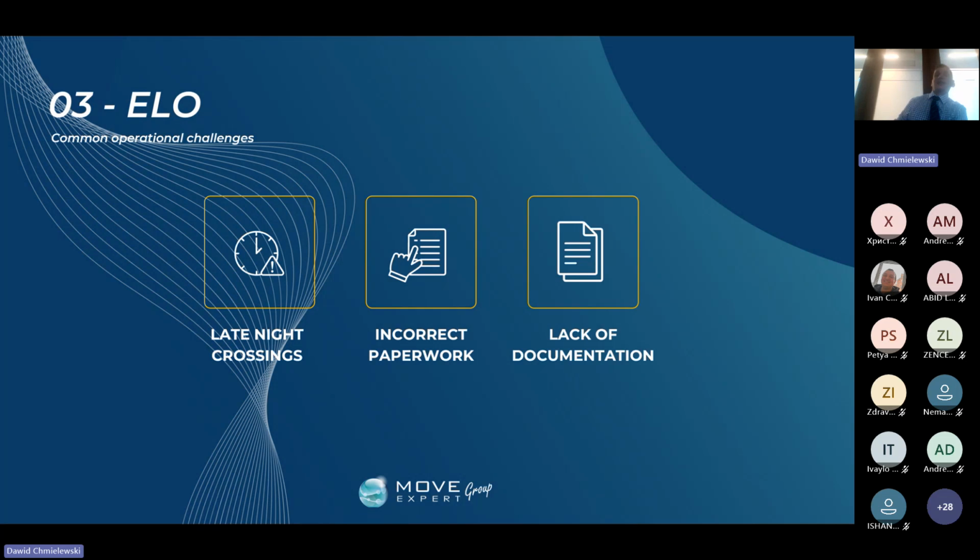And then lastly, lack of documentation. Something I've been telling before. We might receive import and export, etc., but not every document you provide us with is the correct one. So we always insist on staying informed, really being aware of the documents you provide us with.